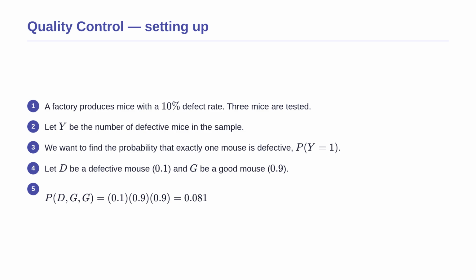We define our discrete random variable, y, as the number of defective mice. To solve this, we first find the probability of one specific sequence, finding a defective mouse first, followed by 2 good mice. Because the selections are independent, we simply multiply their individual probabilities together. We multiply 0.1 for the defective mouse, by 0.9 for the first good mouse, and by 0.9 again for the second good mouse, giving us 0.081.